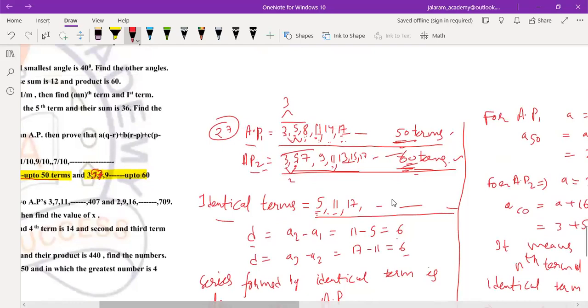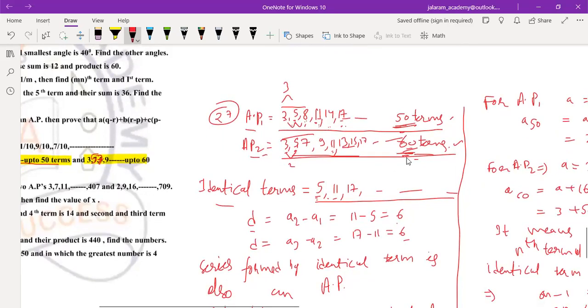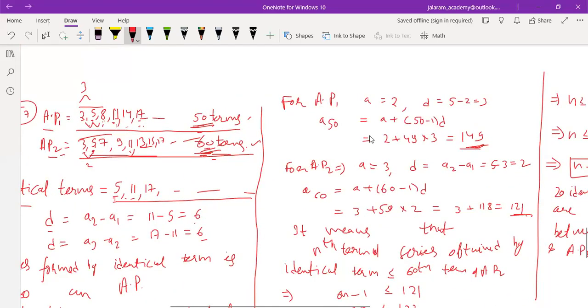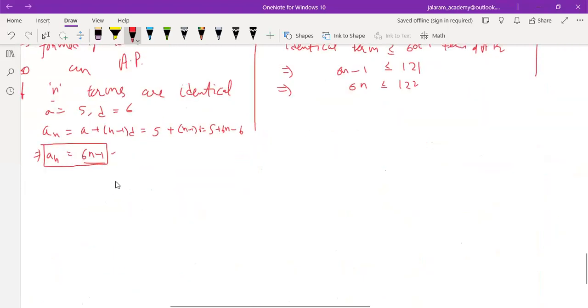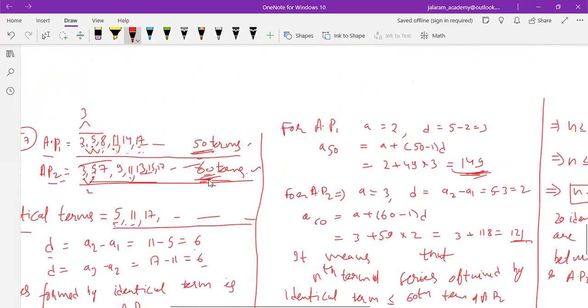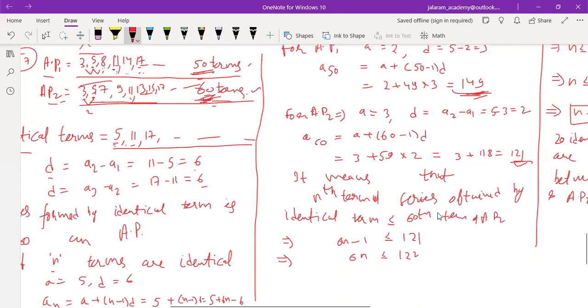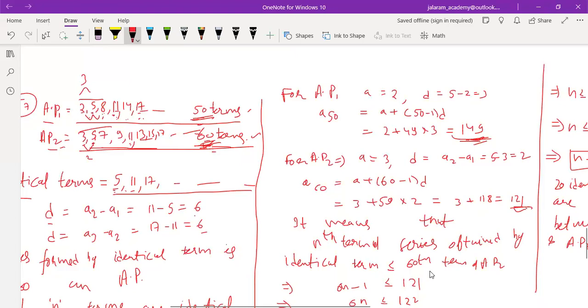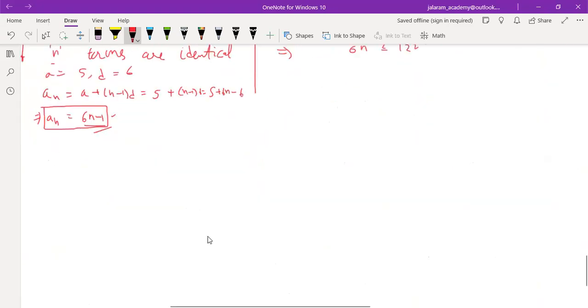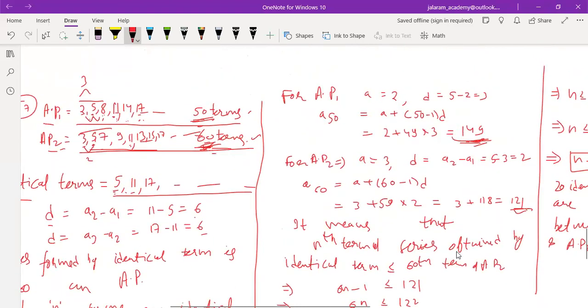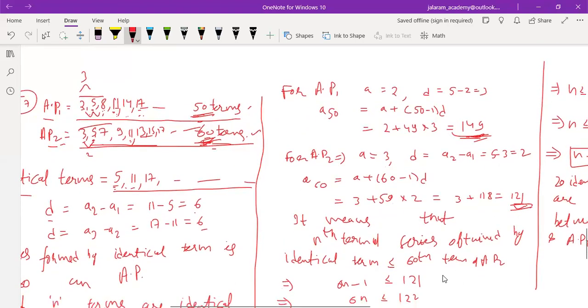And it always will be less than the 50th term of the first AP and the 60th term of AP2, as we are selecting the identical terms from these APs only, so they cannot exceed the last term of AP1 or AP2. When we find the last term of AP1, we get 149. It means 6n minus 1 must be less than 149. When we find the last term of AP2, we get 121, meaning 6n minus 1 must be less than 121 also. It means that the nth term of the series obtained by identical terms, that is 6n minus 1, is less than or equal to the last term of AP2, which is 121.